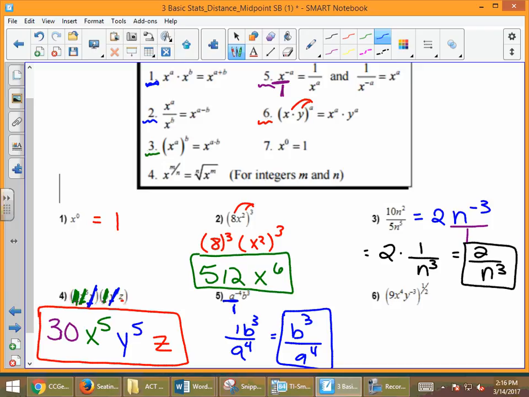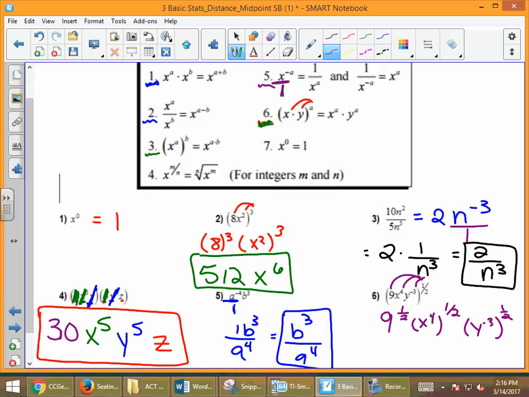We look at 6. It's similar again to 6 in your box. You have a product being raised to a power, so what happens to that exponent? What did we do here when we had a product to a power? We distributed the exponent. So everything is getting raised to the 1/2. So we're going to say 9 to the 1/2. We're going to say x to the 4th to the 1/2. And we're going to say y to the negative 3 to the 1/2.